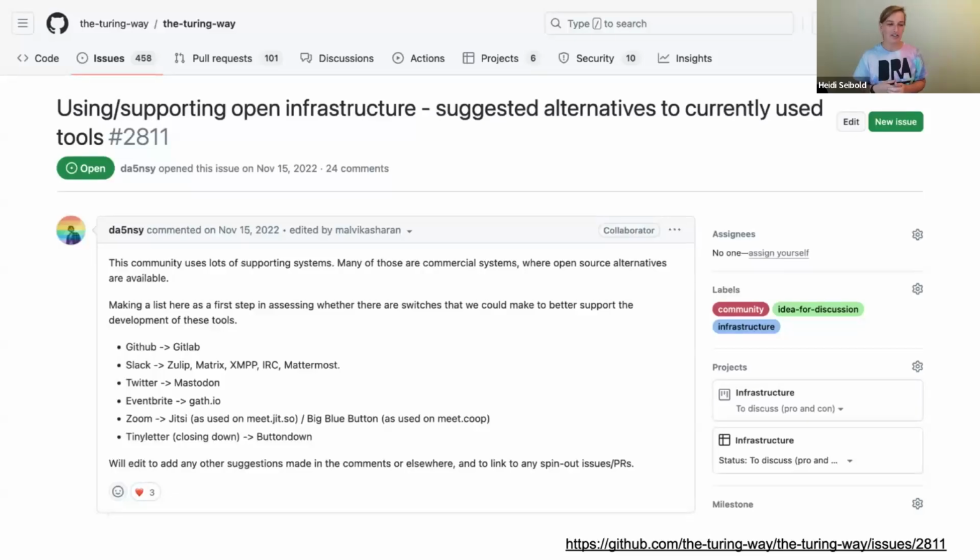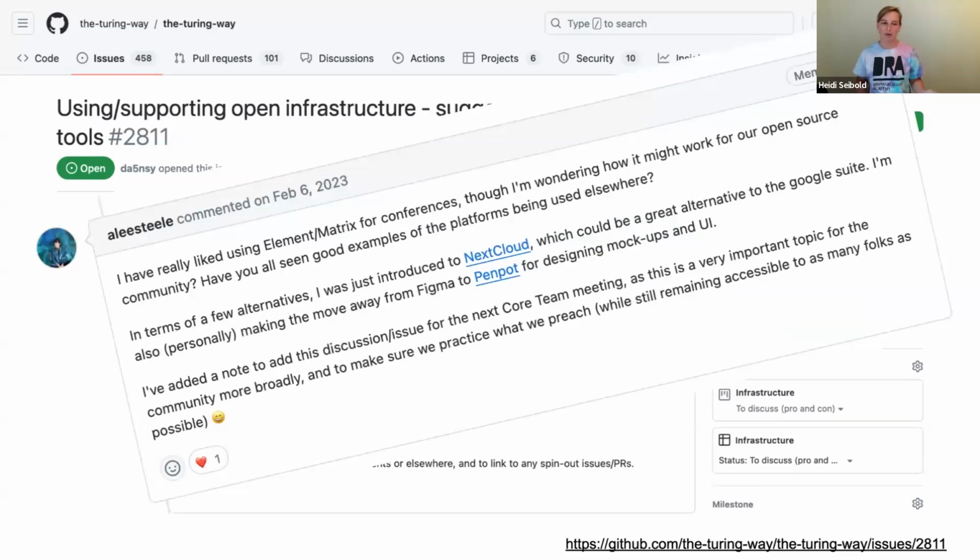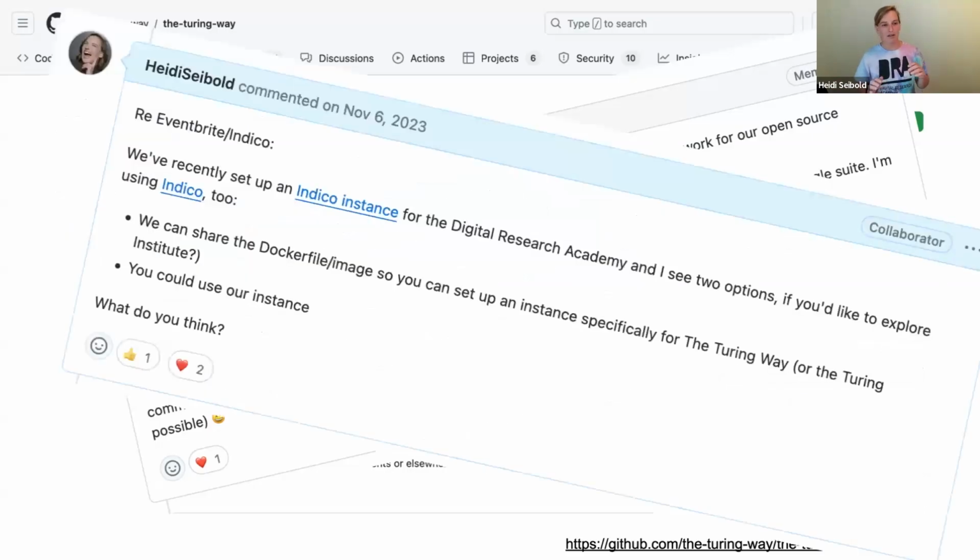And Danny here is suggesting that for some of the infrastructure the project is using, one could move to a more open infrastructure. And so there's comments coming in talking about, yeah, I think that's a good idea. Here's some thoughts. And then I also chipped in suggesting that for events, we could use Indico. So it's essentially just a conversation. People are really nice about things. They're putting heart emojis and thumbs up emojis. So you really feel like this is a very open, inviting community.